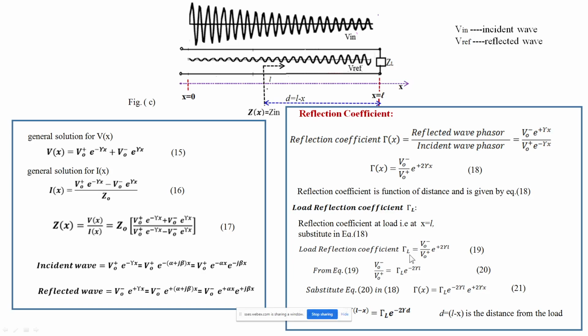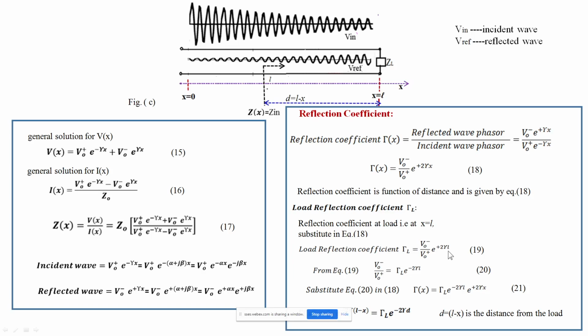Instead of calling it tau x, you call it tau L, because we are measuring at the load position. What is the reflection at this position, x equal to L? So the reflection coefficient tau L equals this. In this we only have to put x equal to L, and we get tau L. So from this equation, the load reflection coefficient is given by this equation. The only difference is that instead of x, you put L.